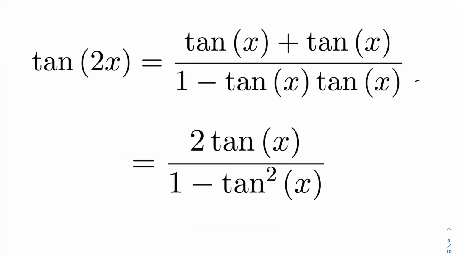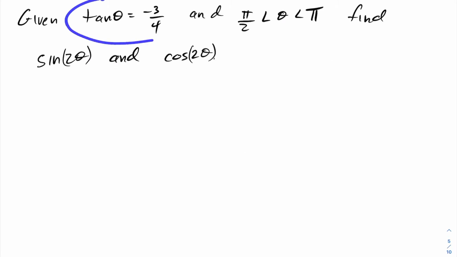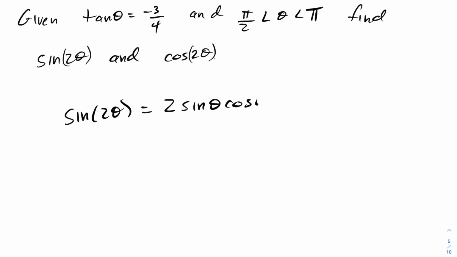Let's take a look at some examples applying our double angle formulas. For the first example, we're given that the tan of theta is negative 3 over 4, and we know that theta is between pi over 2 and pi, and we want to find the sine of 2 theta and the cos of 2 theta. To find the sine of 2 theta, recall that the sine of 2 theta, as we just found out, is equal to 2 sine theta cos theta. So if we can find what the sine of theta and the cos of theta are equal to, we can sub that in and find the sine of 2 theta.